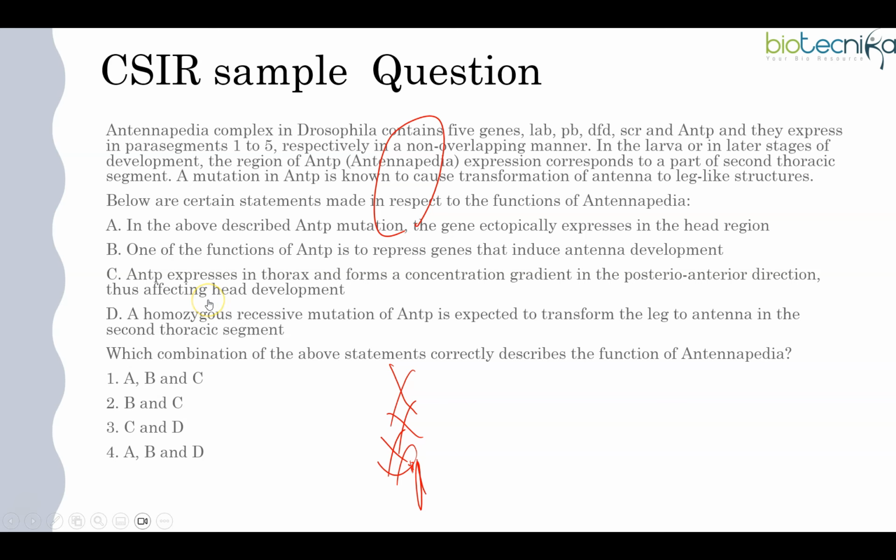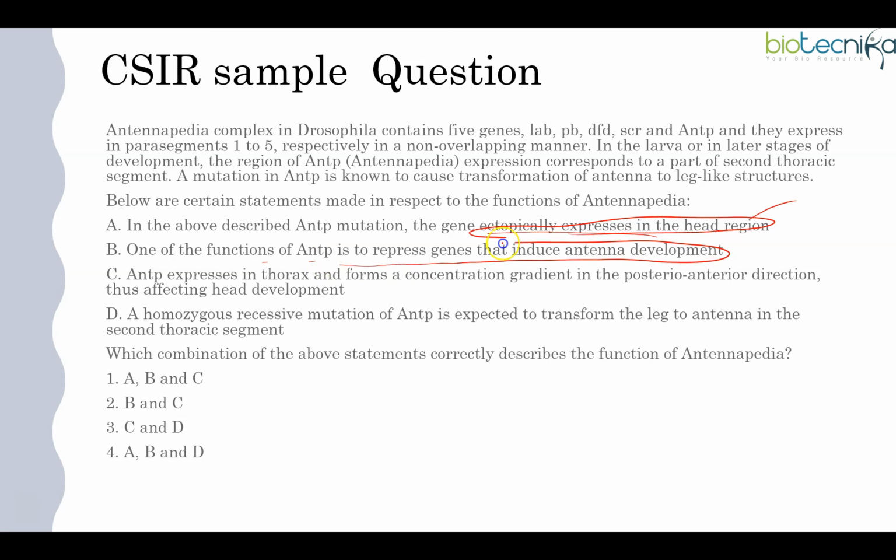Now here, in the above described Antennapedia mutation, the gene ectopically expresses in the head region, right? So yes, here it is ectopically expressed, meaning it is expressed where it is not supposed to be present. And one of the functions of Antennapedia is to repress genes that induce antenna development. Even this is correct, because if it is expressed in the head, then it is repressing the genes that allow antenna development.